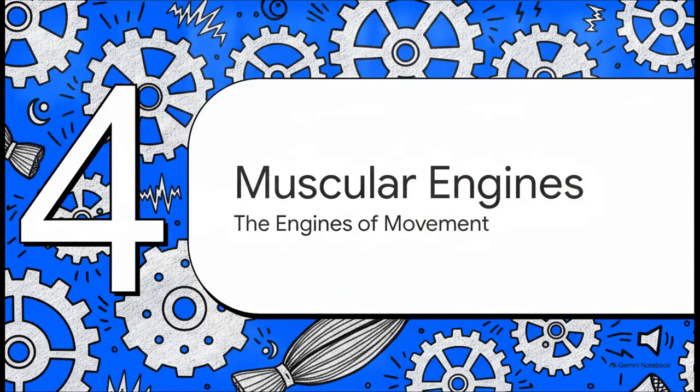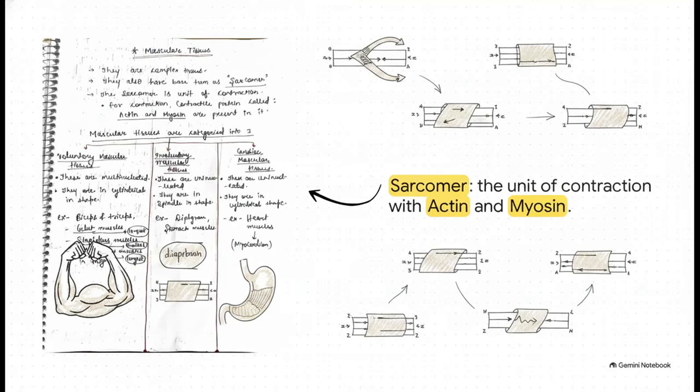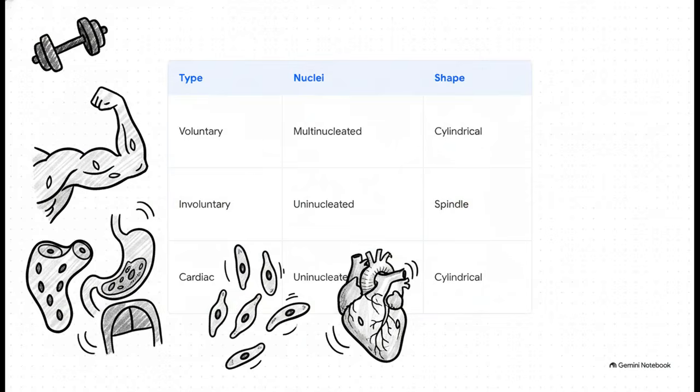All right, on to Section 4, Muscular Tissue, the engines of movement. Welcome to the engine room. Every single muscular engine in your body relies on this tiny base unit of contraction called the sarcomere. Inside this sarcomere, specialized contractile proteins named actin and myosin physically pull against each other to generate literally all of your bodily movement. We've actually got 3 specific types of engines running the show here.